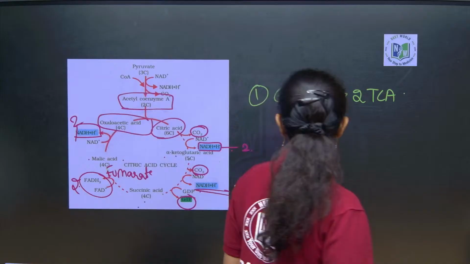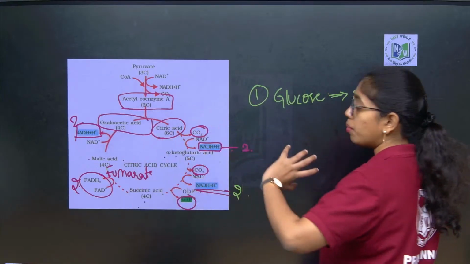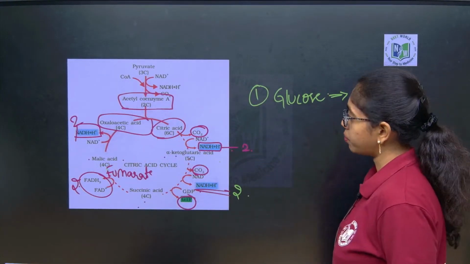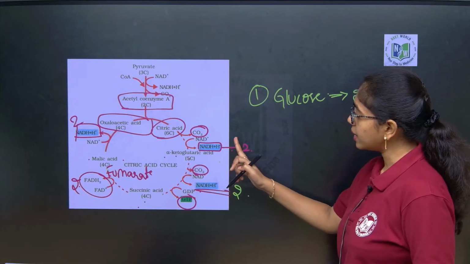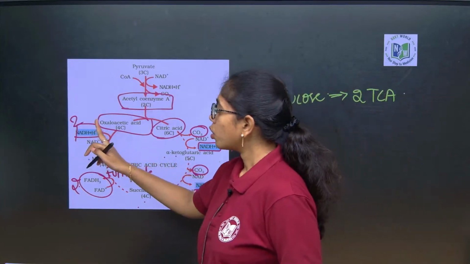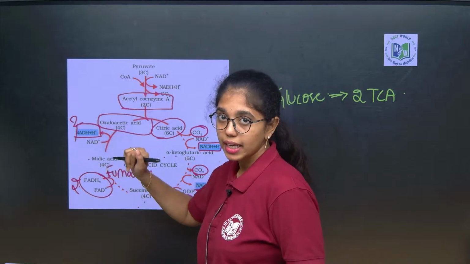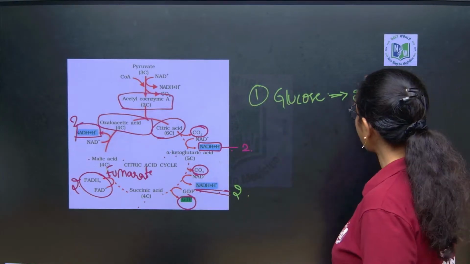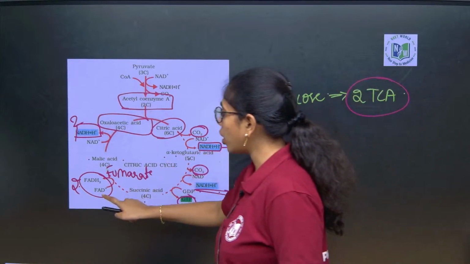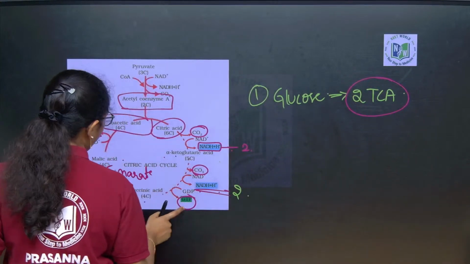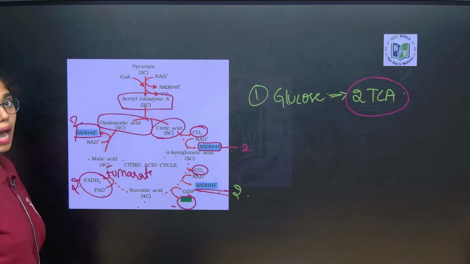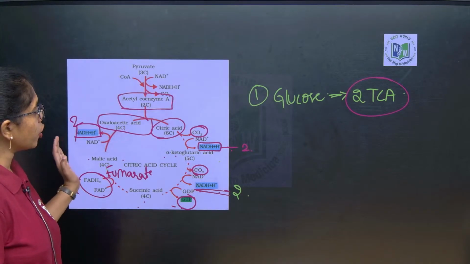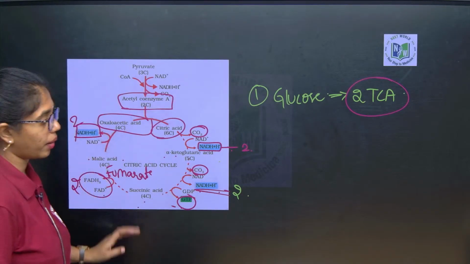All these steps come under oxidation steps. You can clearly see that at 3 points, a total of 6 NADH molecules are released for 1 glucose molecule, that is, 2 cycles of TCA, and 2 molecules of FADH2 and 2 molecules of GTP are released. Keep that in your mind, all the steps are important.